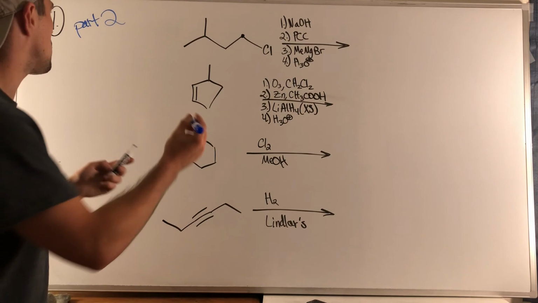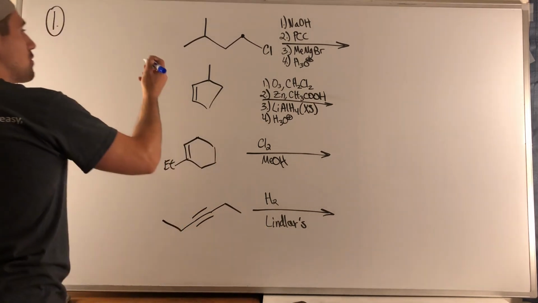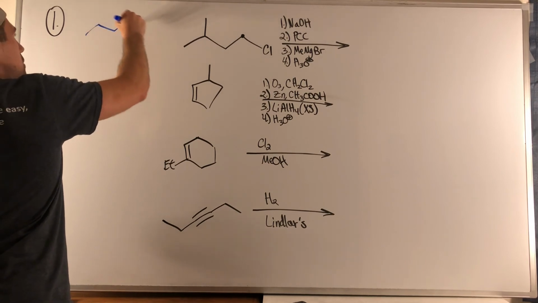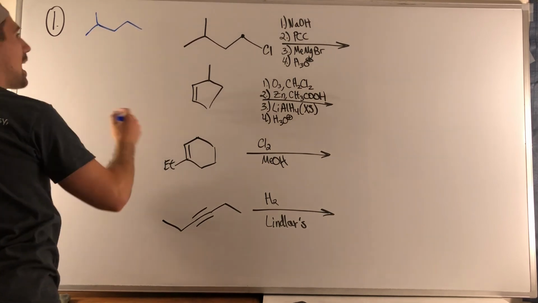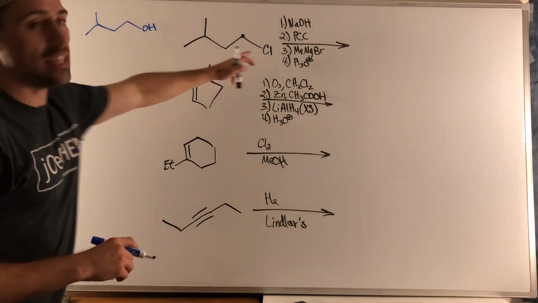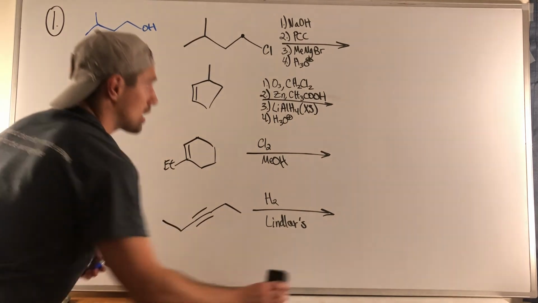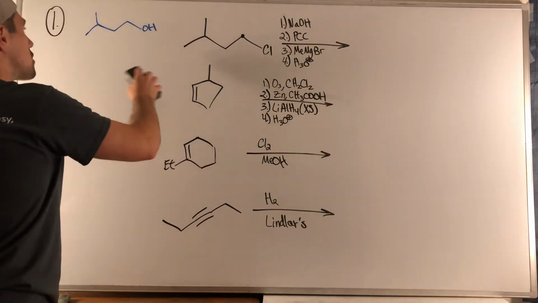So really all we're doing in the first part of this first reaction is a simple SN2 reaction. We don't even have to worry about stereochemistry. We're just swapping out the Cl with an OH. Then in step 2, we're going to oxidize that sucker with PCC, just going to the aldehyde.